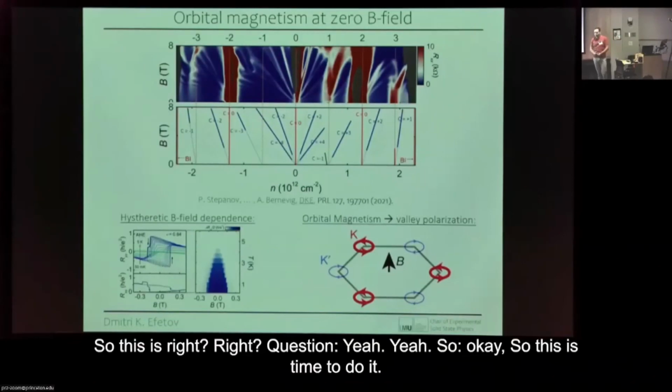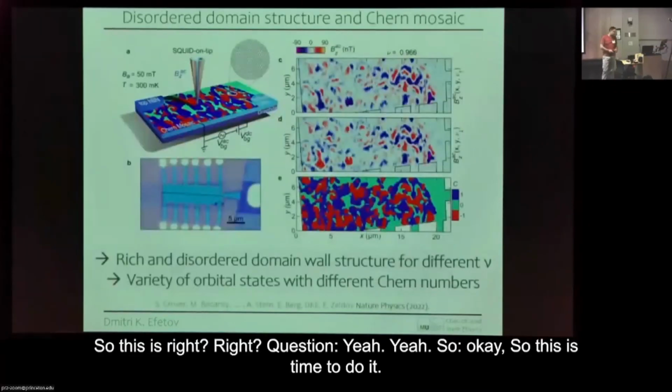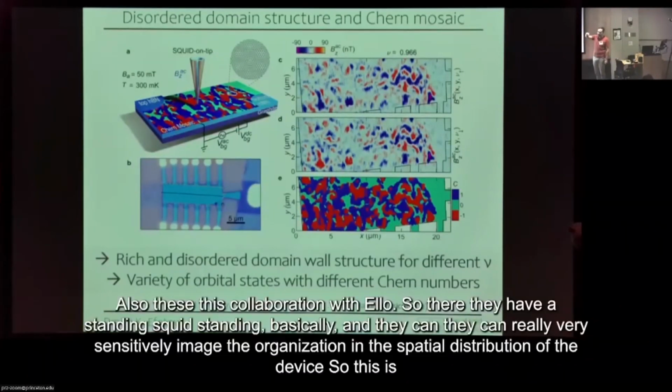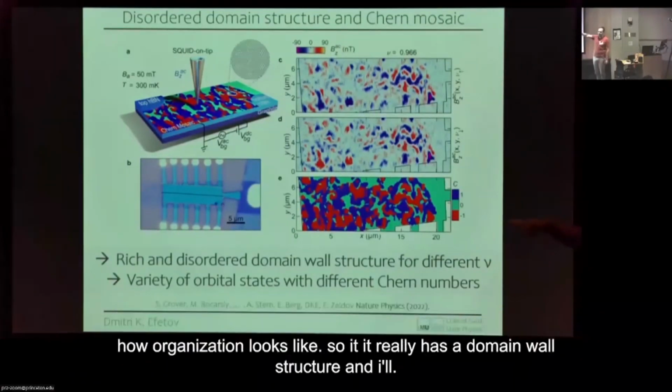Question: why isn't the magnetization coming from the orbital? Let me show you this. We also did this collaboration with Zeldov's group. They have a scanning SQUID technique, and they can very sensitively image the spatial distribution of the magnetization of the device. This is how the magnetization looks.